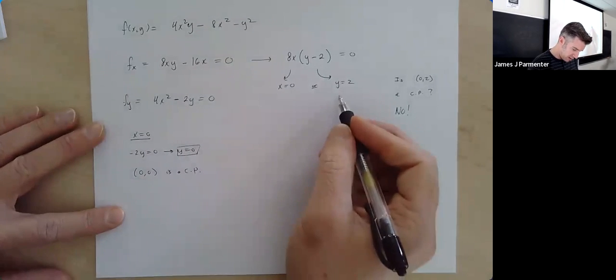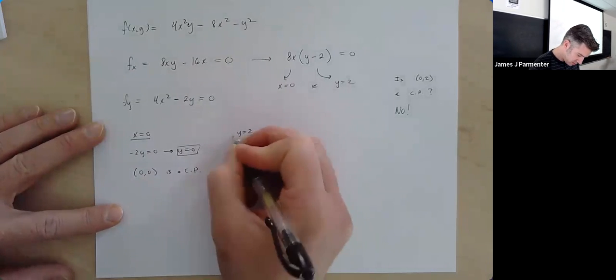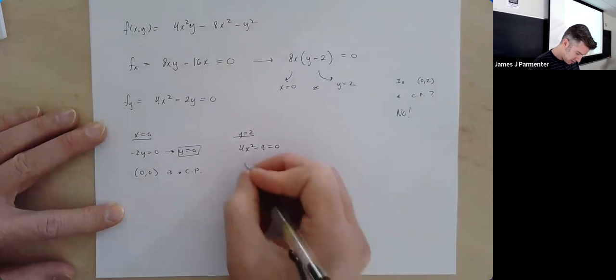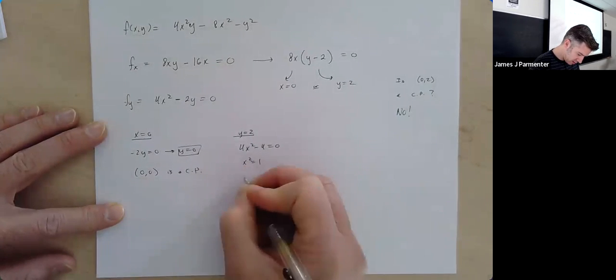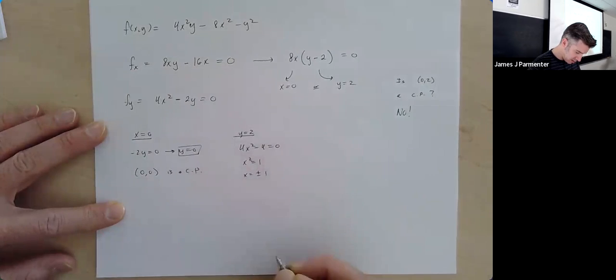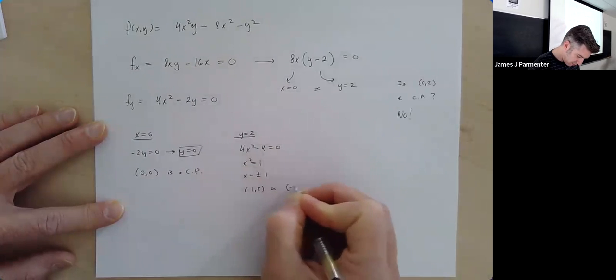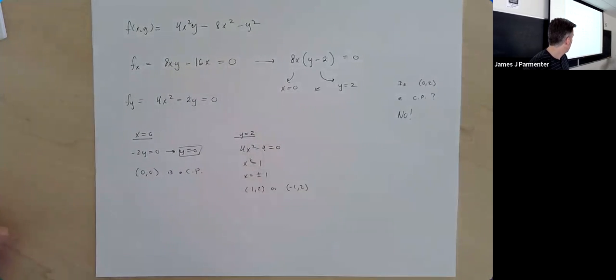Similarly, by plugging in y equal to 2, you're going to get 4x squared minus 4 equal to 0. So x squared is going to equal 1. So x is going to be plus or minus 1. So we're going to get either 1, 2 or negative 1, 2.